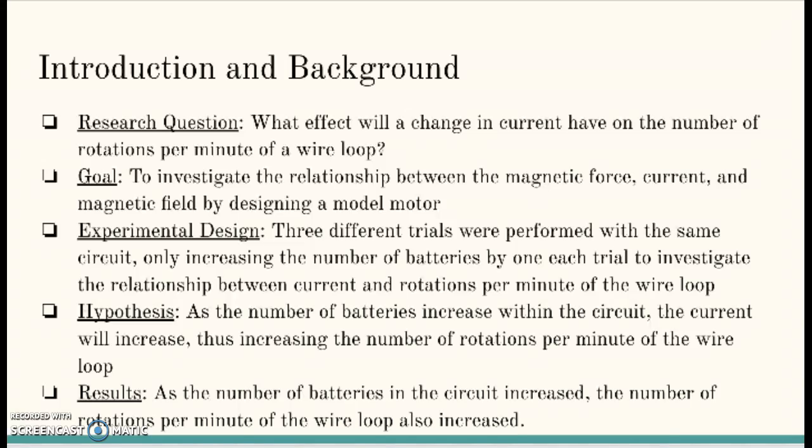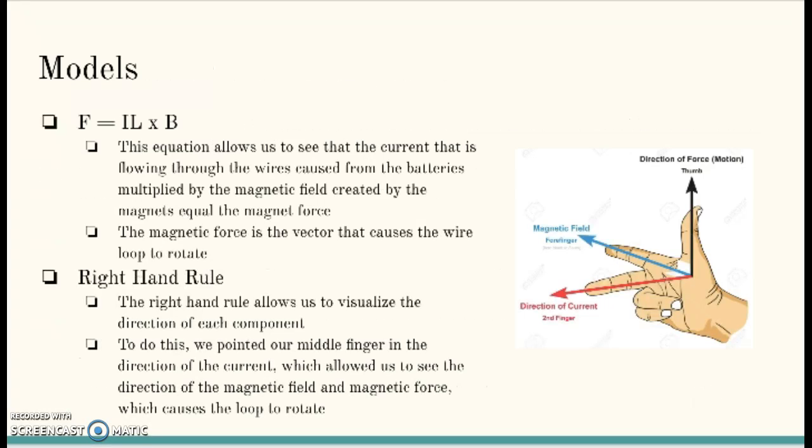We designed an experiment that would contain 3 trials in which the number of batteries increased with each trial. We hypothesized that as the number of batteries increased, the number of rotations of the wire loop would also increase. After completing our investigation, we confirmed our hypothesis to be true. We used 2 main models in our experiment.